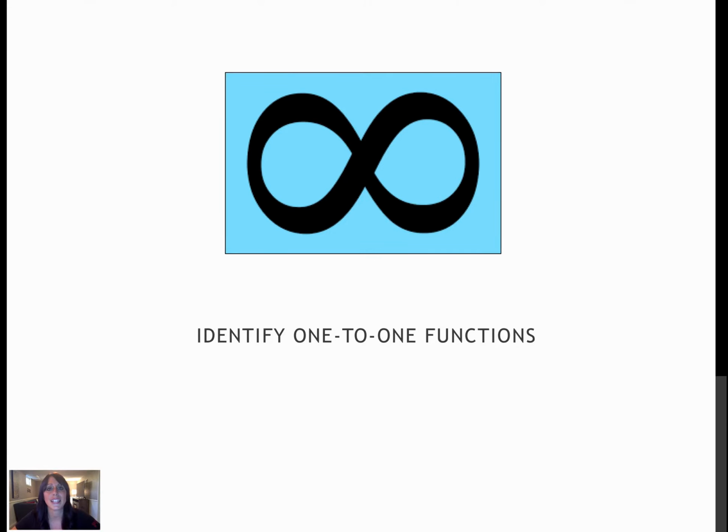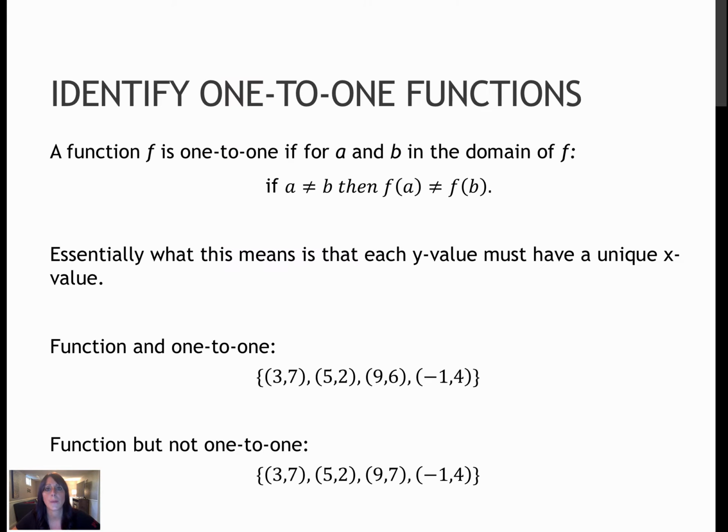This lesson is on identifying one-to-one functions. So we've spoken previously about functions and how to tell if a relation or a set of ordered pairs is a function. Here we're going to talk about relations that we already know are functions and ask, are they one-to-one? What one-to-one tells us is that each y value must have a unique x value. So whatever is in my range should map back to only one value in the domain.